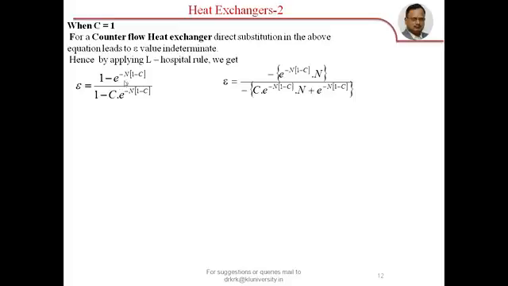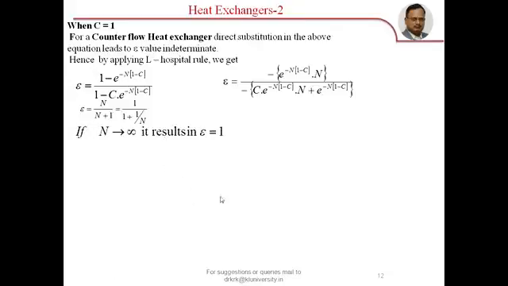Differentiation of 1 is 0, and the differentiation of minus e power minus n into 1 minus c is given here. And similarly here you have one differentiation is 0, minus c is taken out, and the second term consists of c and e power minus n into 1 minus c. UV rule you have to apply, and elaborately that differentiation is done. And now substitute c equal to 1, you will get effectiveness is equal to n by n plus 1. This is the general formula for effectiveness of a heat exchanger when C equal to 1, which you can also write as 1 by 1 plus 1 by n.